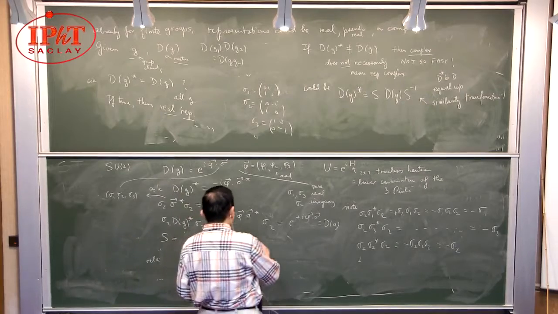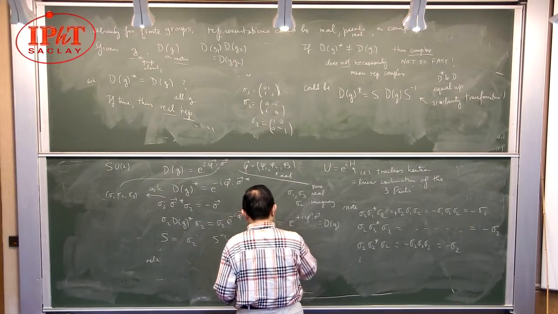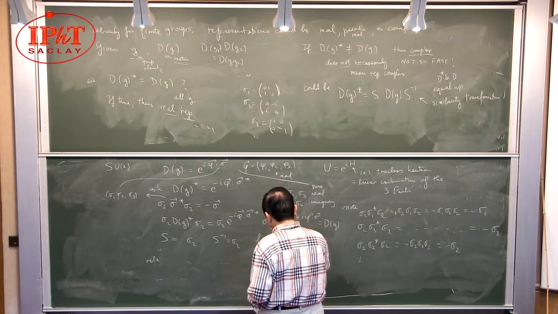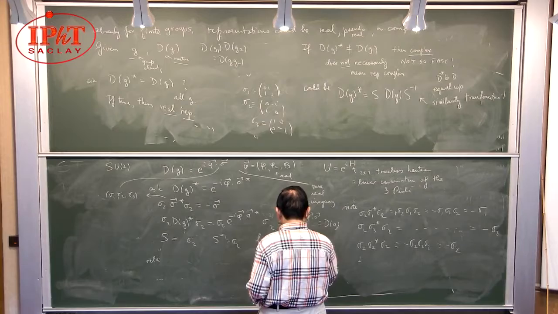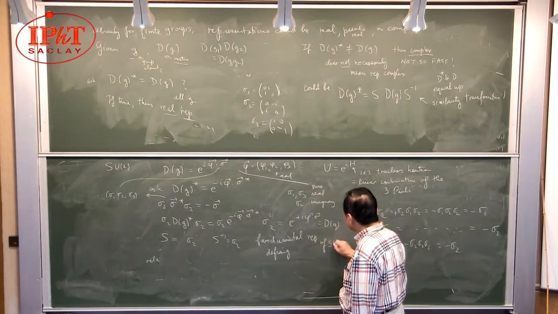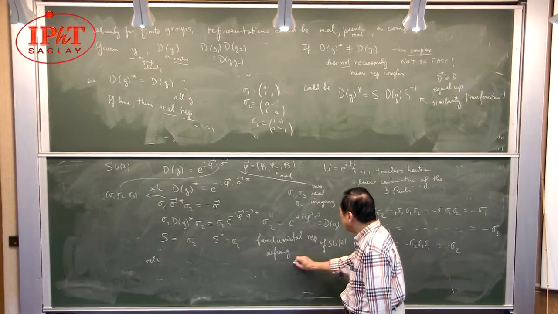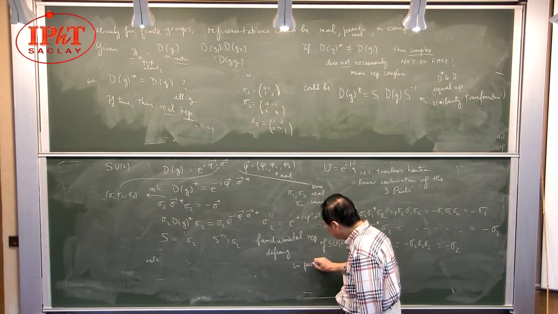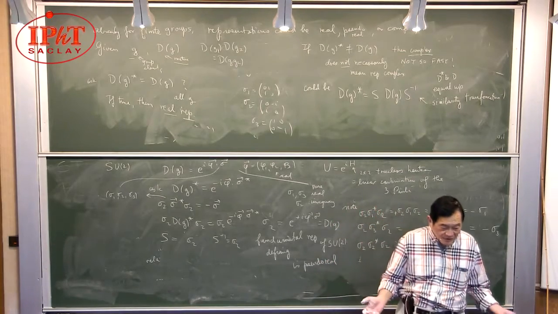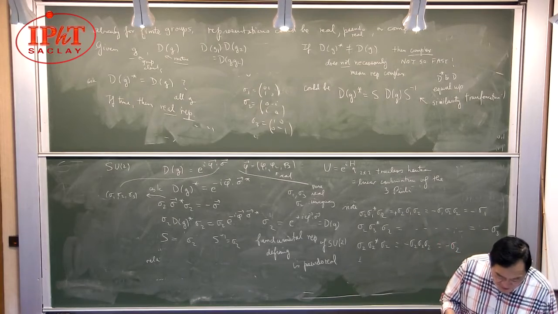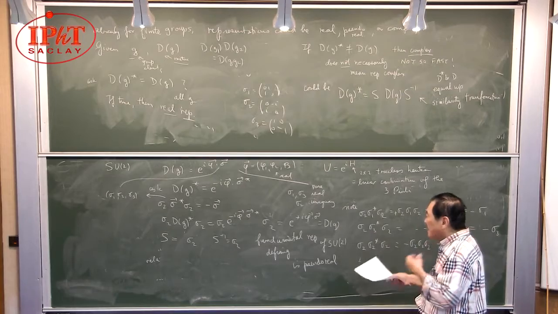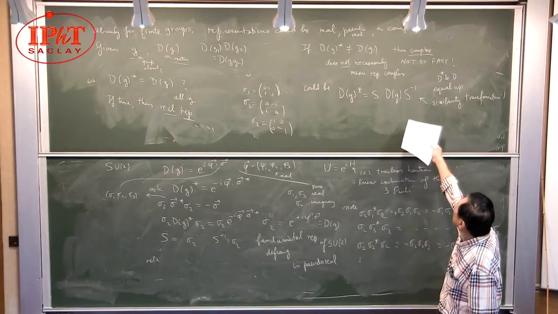And so we see that the fundamental representation, or some people call this the defining representation, because the representation really defines the group SU2, is pseudo-real. It's not real, but pseudo-real. Roughly speaking, pseudo-real is almost real. Okay, so now notice this definition.